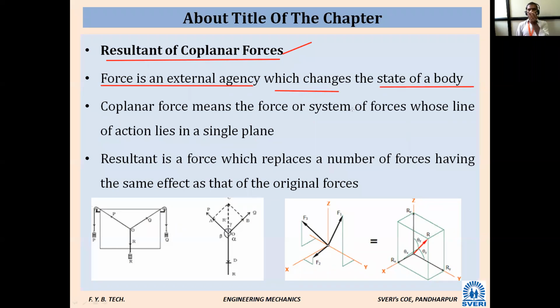Suppose consider this is one body, a pen. Is it visible? Yes, sir. Now it is one body, and its state is static. It is not moving anywhere. So this state will change when a force acts.